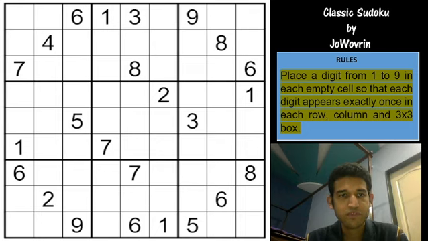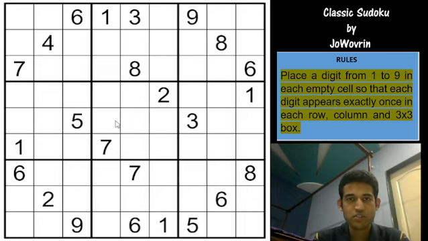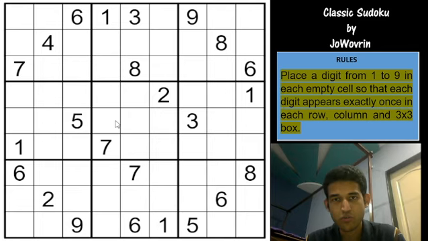Normal classic rules apply. Each row, each column and 3x3 box in the grid will have digits from 1 to 9, no repetitions. So these are the rules. With that we'll start this Sudoku. This Sudoku is titled Button by the author. Not sure why. So let us start the Sudoku.